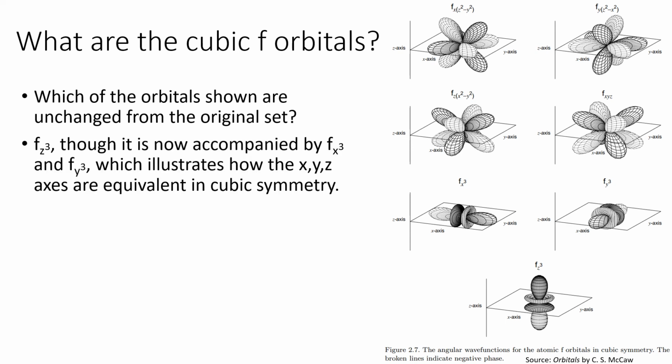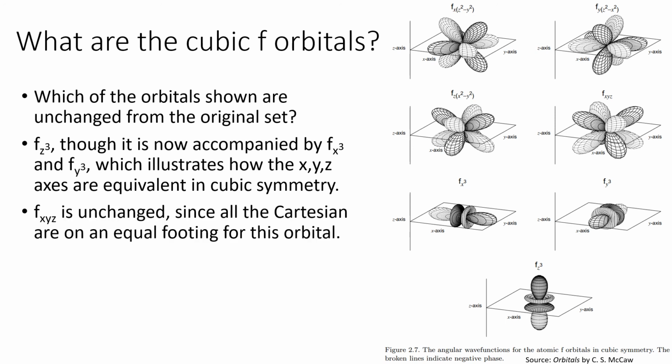Let's see. Now looking at the fz cubed, you can see that the way these orbitals have been redefined, we also now have an fx cubed and an fy cubed. So these are all very similar, identical looking orbitals, just pointing along different Cartesian axes. And so defining them in this way, you can see that all of the Cartesian axes are represented, and so z isn't getting any special priority here. We've got that same sort of cubed orbital along all three axes. And then there's the xyz, where the axes are on an equal footing.